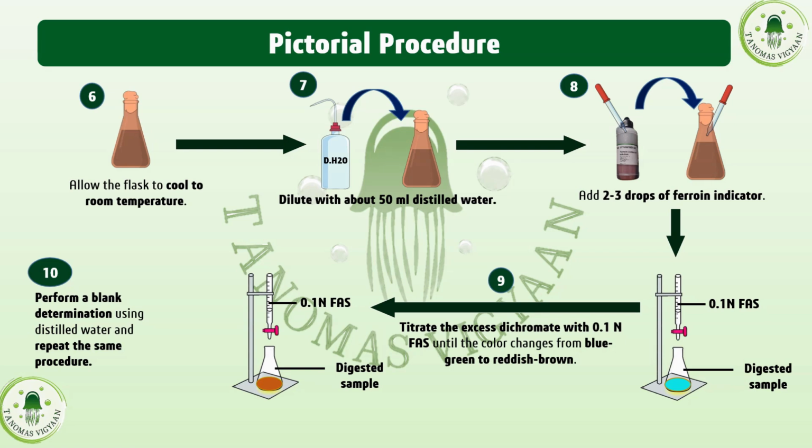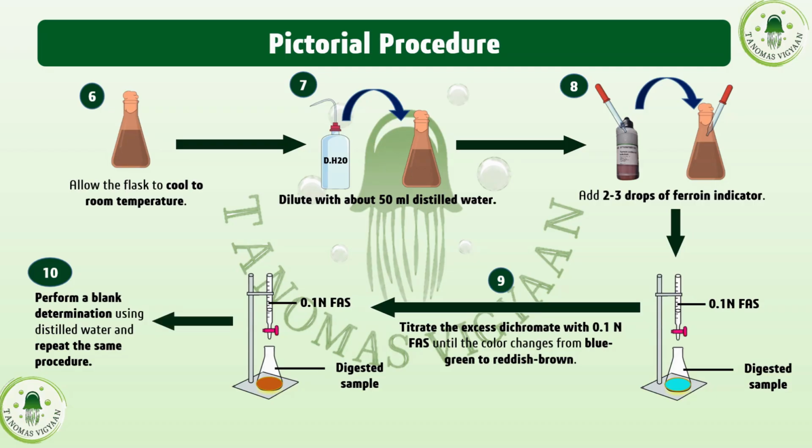Titrate this dichromate solution with the 0.1 normal FAS until the color changes from blue green to reddish brown. You have to titrate it until it changes to brick red color or reddish brown color. Then at the point where it shows the brick red color, you have to note down that point. From starting to ending point you have to note it down.